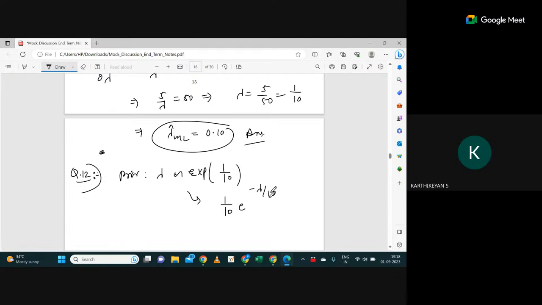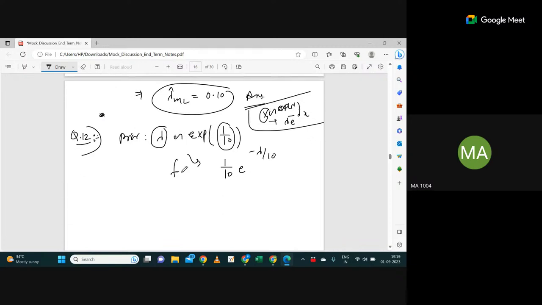See, the PDF is lambda into e raised to power minus lambda x, if x is following exponential with lambda, right? Here, instead of x, we have the random variable lambda. Lambda itself is a random variable. And in the place of lambda, we have 1 by 10, just a replacement. Is this clear? Yes, sir.